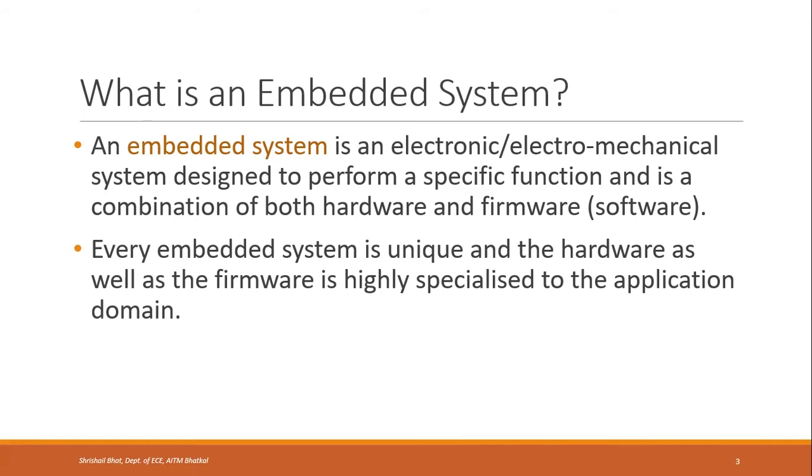And almost every embedded system is designed to perform a specific function. So every embedded system is unique, and the hardware as well as the firmware is highly specialized to the application domain. That means it is customized hardware and software, and it is for that particular function only. So an embedded system which is designed for one application domain cannot be used for some other domain. So it is application or domain specific in nature.